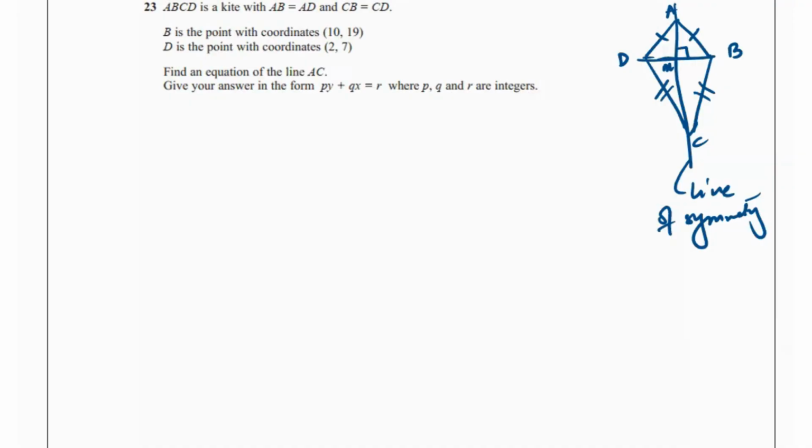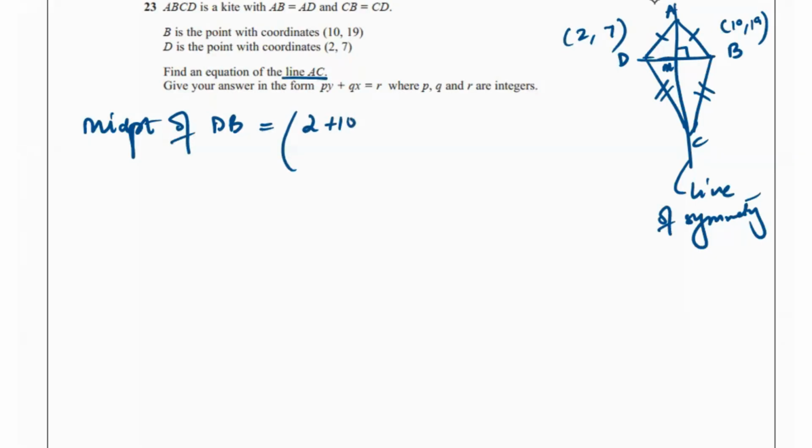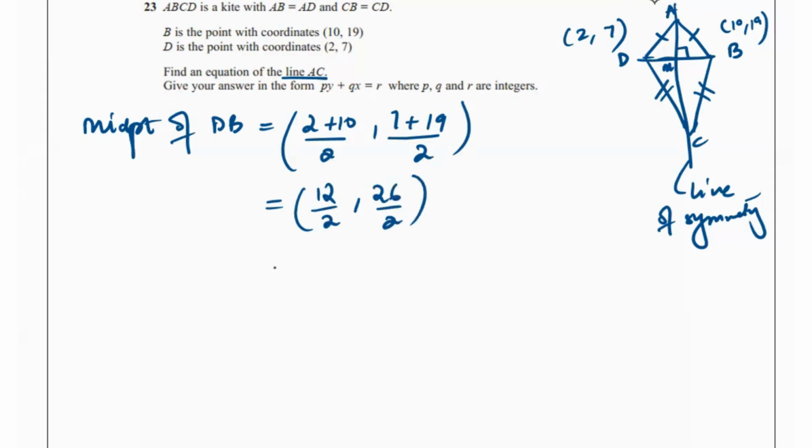So we have the coordinates of B, which is (10, 19). We have D, that's (2, 7). We have to find the line AC. For that, we need the gradient of the line AC and the coordinates for M, because that's easy to find. So M we can easily find, which is the midpoint of DB. So that's going to be (2 plus 10) over 2 and (7 plus 19) over 2. That's 12 over 2 and 26 over 2, which is equal to (6, 13).